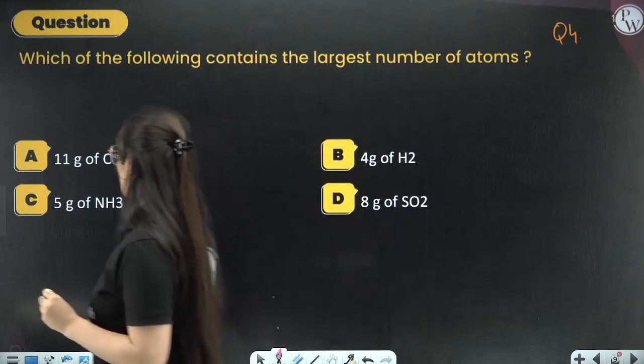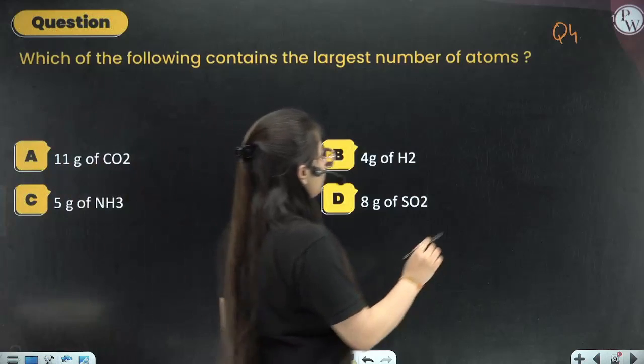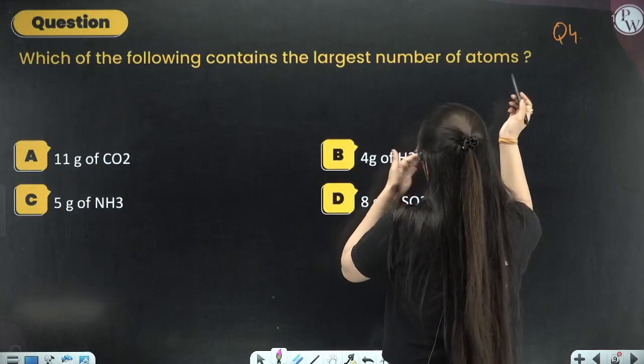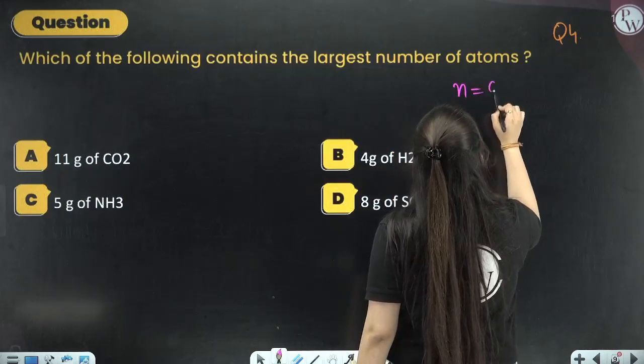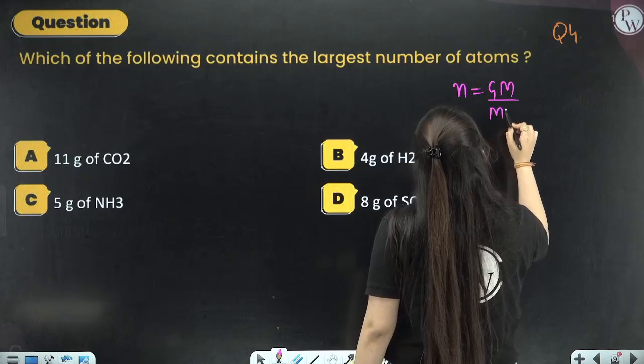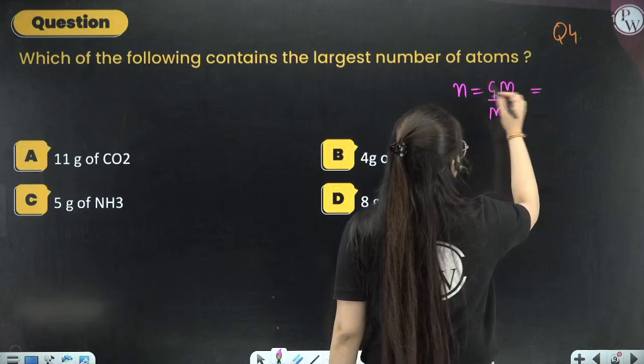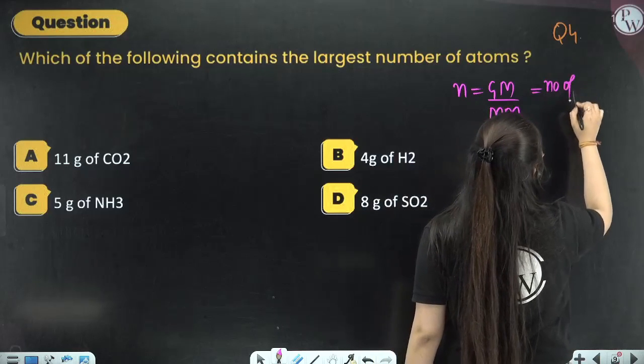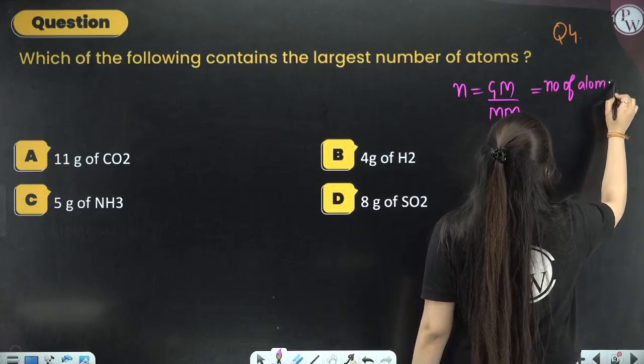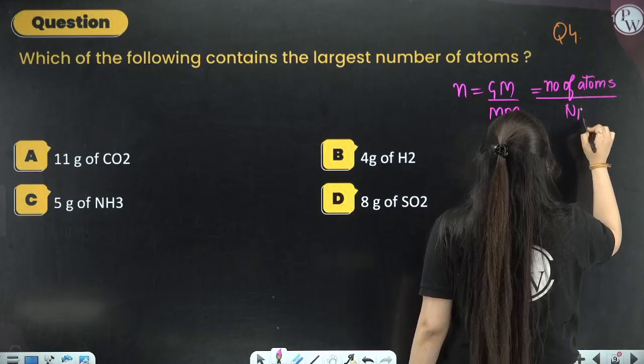Now you should know again the very basic formulas, the general formulas to calculate the number of moles. Number of moles is given mass upon molecular mass. Also you can write number of moles as number of molecules divided by Avogadro number, right?